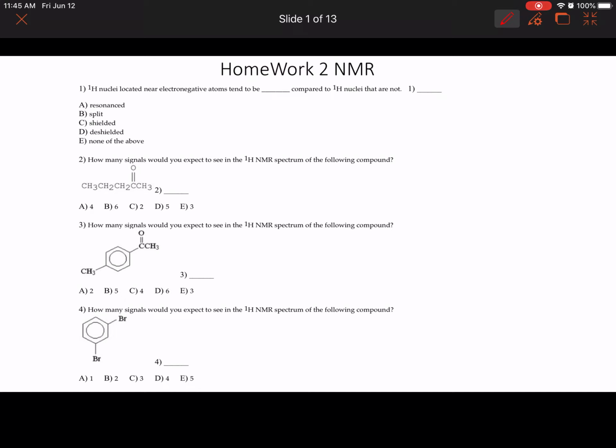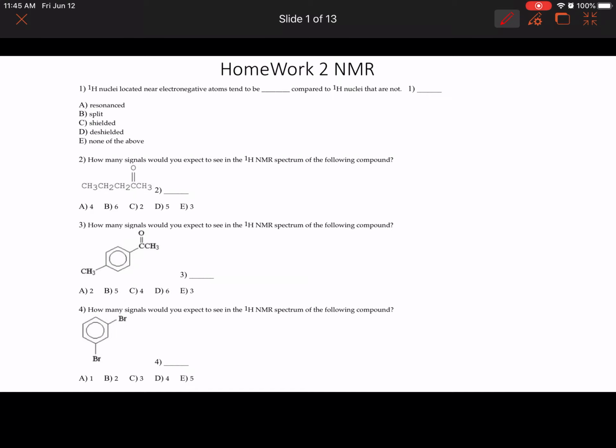As a result we will see the signal appear more downfield. We also call it a higher frequency, which results in a large chemical shift or the delta value. Okay, so that is the deshielded hydrogens.